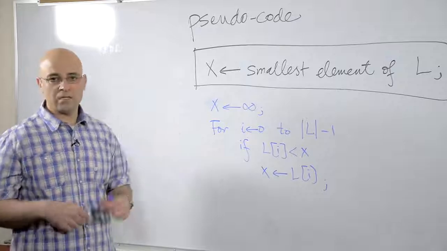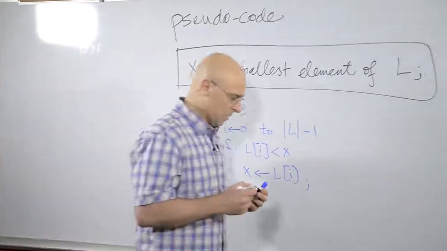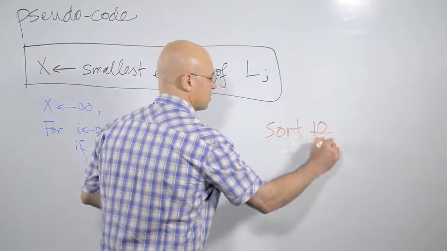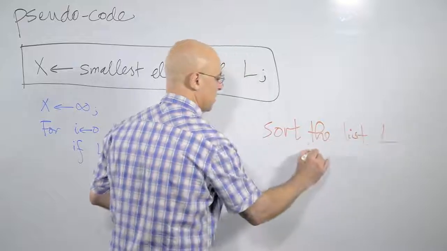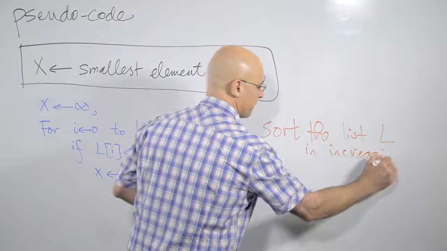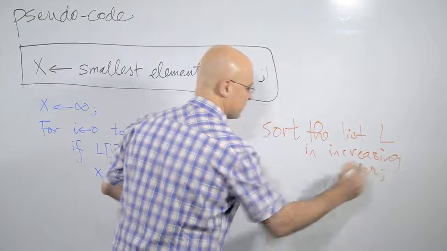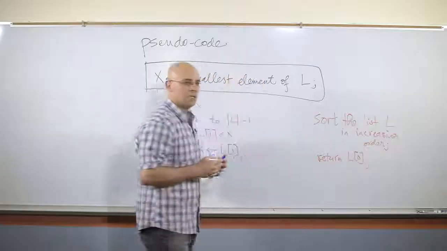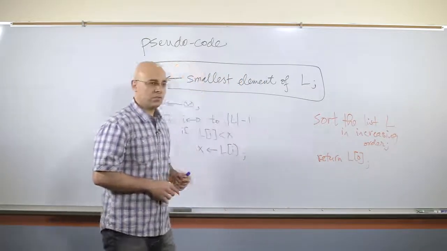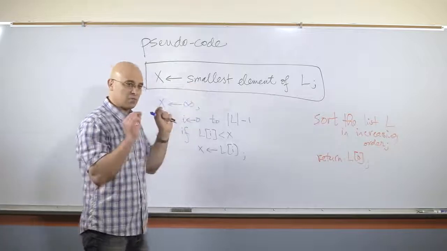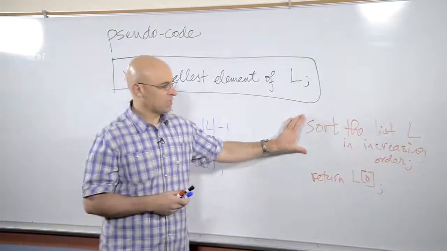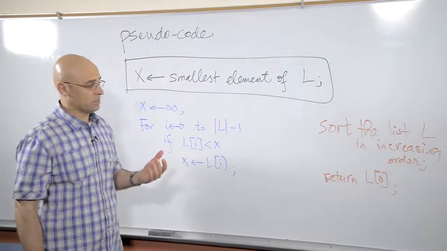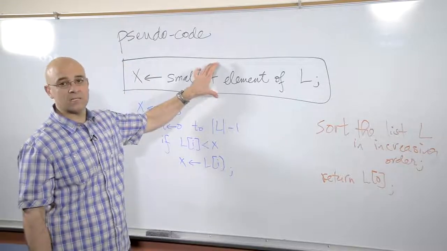I will give you another way of finding the minimum element, which is: sort the list L in increasing order, return L0, okay? This is another pseudocode that is doing exactly the same as this in terms of what we want to achieve. It is sorting the list L in increasing order, returning the first element in L after it is sorted.